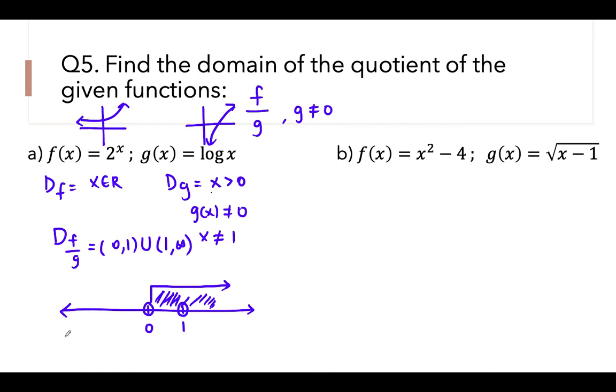But what if we were to do domain of g over f? What if we were to do that? That means f cannot be equal to 0, right? So therefore, it's just going to be 0, comma, infinity. Okay? Because for the first function, x can be any real number, it will never reach 0 because it has an asymptote. So therefore, it's 0, comma, infinity.